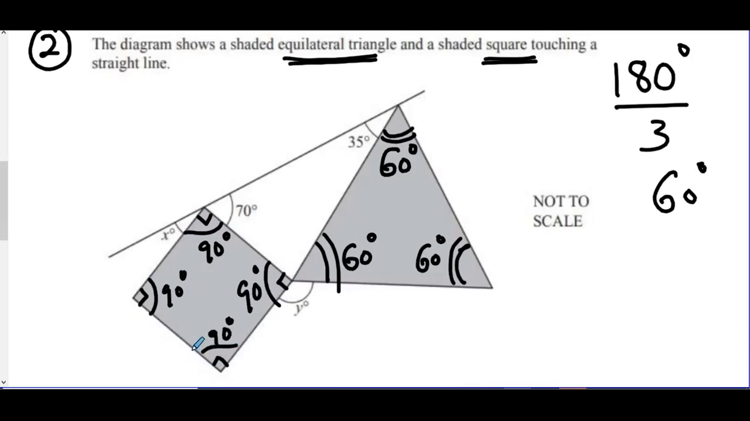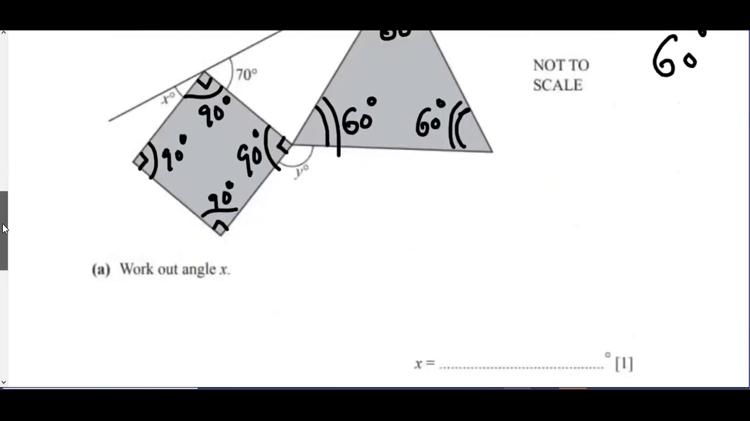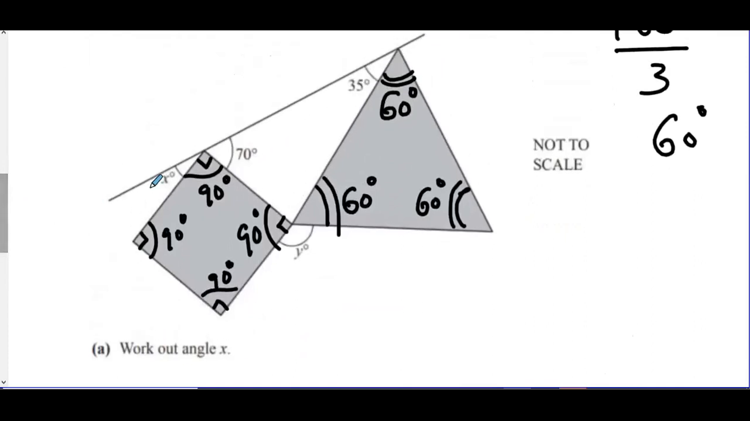All right, so what is the question? The question is, work out angle X. We are supposed to find this angle X here. Now, how do we find this angle X? You can see that this angle X is on a straight line. Can you see that straight line? All angles on a straight line add up to 180 degrees.